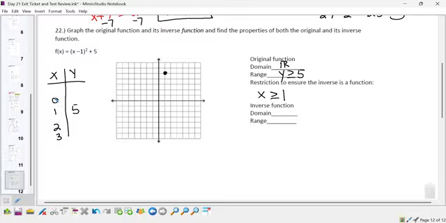2, 3, 0, negative 1. I'm just going to real quick sub in 2 and 3. And then because it's a parabola, I know it's symmetrical. 2 minus 1 squared, that's a 1. 1 squared is 1. 1 plus 5 is 6. 0 minus 1 is negative 1. Square it is 1.